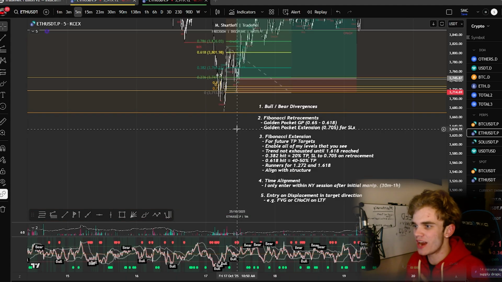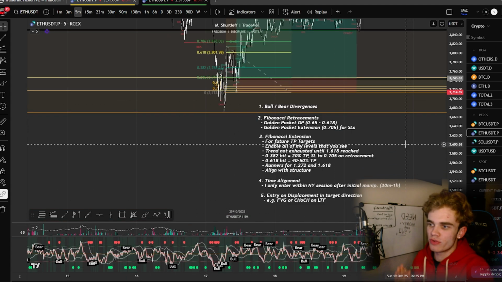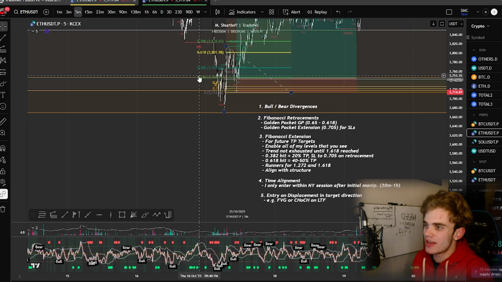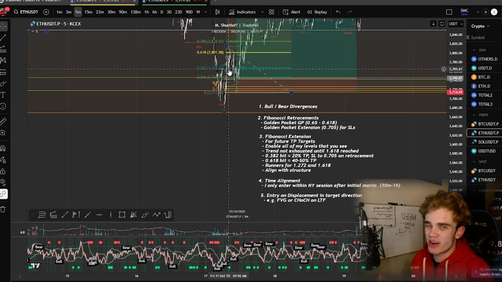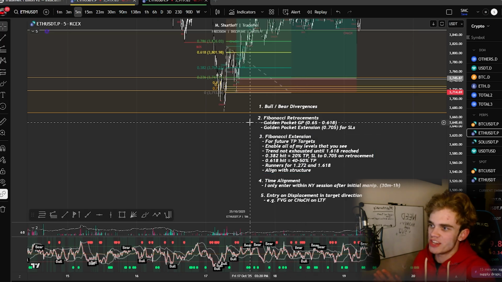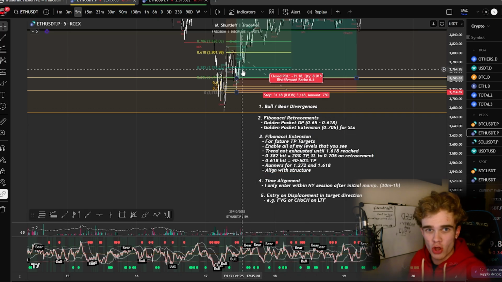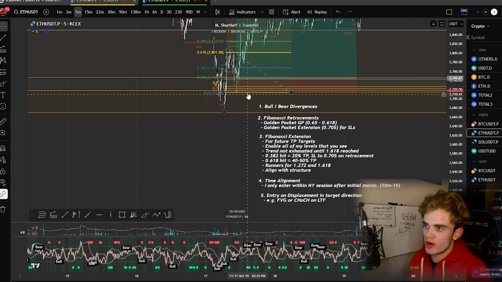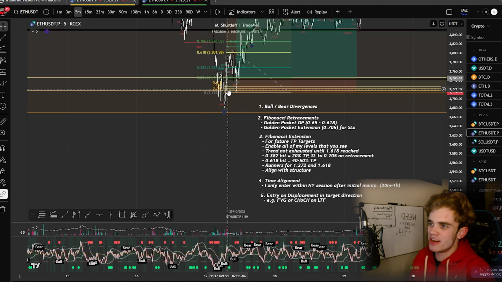So now as a conclusion, I have written out all my confluences that I use for this strategy in specific. So first, bullish bearish divergences, which we saw here, we got bullish divergences, and Fibonacci retracements, either major GP or structured GP, you want to see a sweep and respect of that level. Three, Fibonacci extension, which you use for all your TPs, and you can only combine it with the golden pocket sweeps. I cannot stress that enough, it will not work otherwise. Number 4, time alignment. I normally only enter these trades within New York session after the initial manipulation phase.